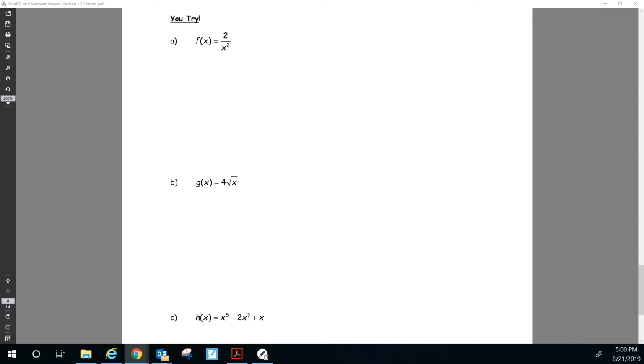We're going to look at A. When we plug in f of negative x, we plug negative x into f, we get 2 over negative x squared. So that would be 2 over, what's negative x times negative x? That's positive x squared. Is that the same thing as f of x? You betcha. So it looks exactly the same. If you plug in the negative, you get the same thing back. That's an even function.